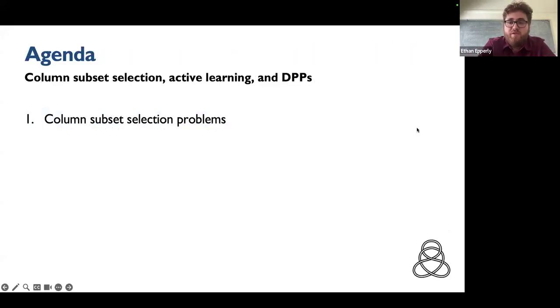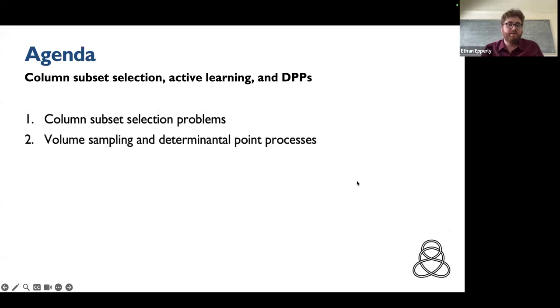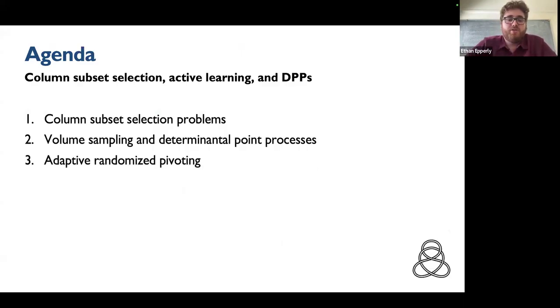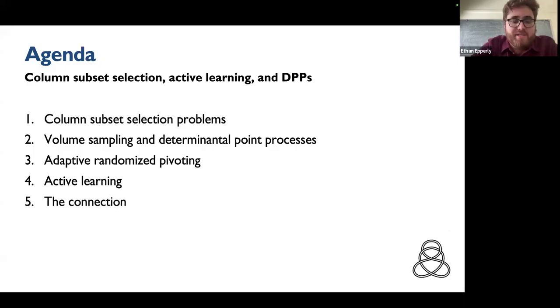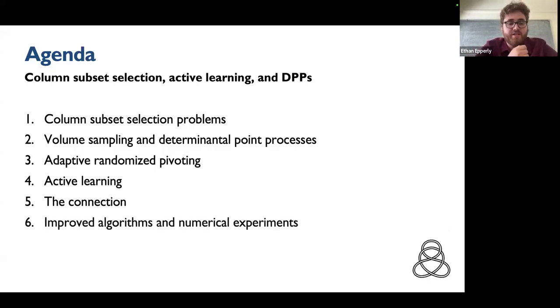All right, so let me give you an overview of what the rest of the talk is going to look like. So I'm going to begin by talking about column subset selection problems. I'm then going to talk about volume sampling and the closely related idea of determinantal point processes. Then I'm going to describe an algorithm for column subset selection known as adaptive randomized pivoting due to Cordovez and Kressner. I'll tell you a little bit about active learning and active linear regression. And then I'll braid all of these topics together and describe how they're connected. And then we're going to use the connection between all of these ideas to develop improved algorithms. And then I'll show you how the improved algorithms work in some numerical experiments.